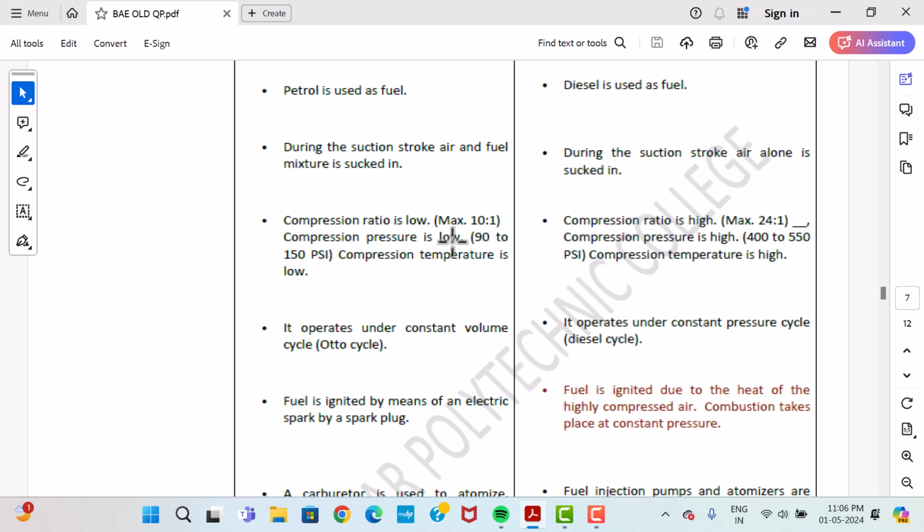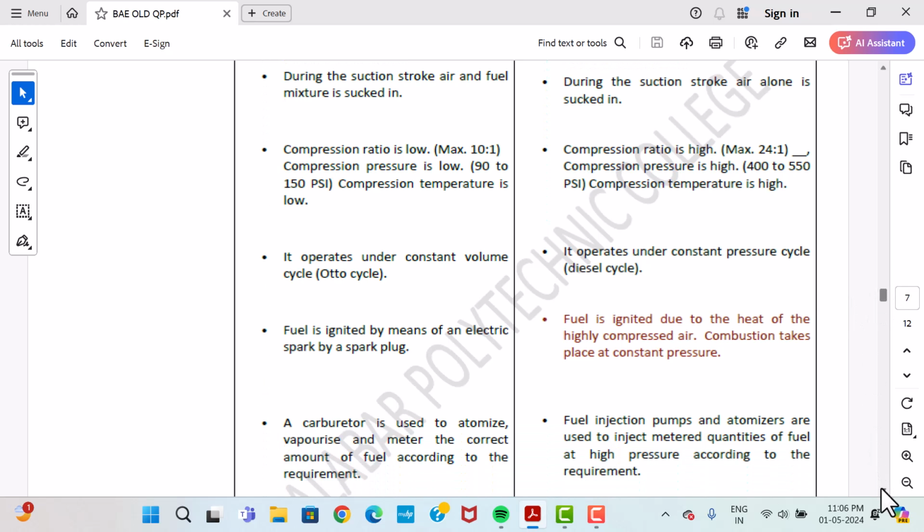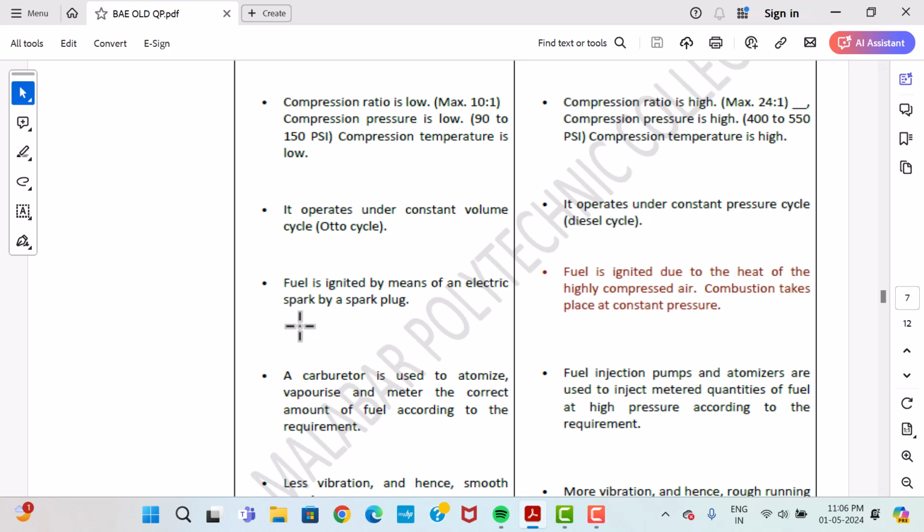In the case of SI engine, it operates under constant volume, so it is called Otto cycle. It is also called constant volume cycle. In the case of CI engine, it is called a constant pressure cycle, or also called a diesel cycle. In the case of SI engine, the fuel is ignited by means of electric spark by spark plug. In the case of diesel engine, fuel is ignited due to the heat of the highly compressed air. Combustion takes place at a constant pressure.